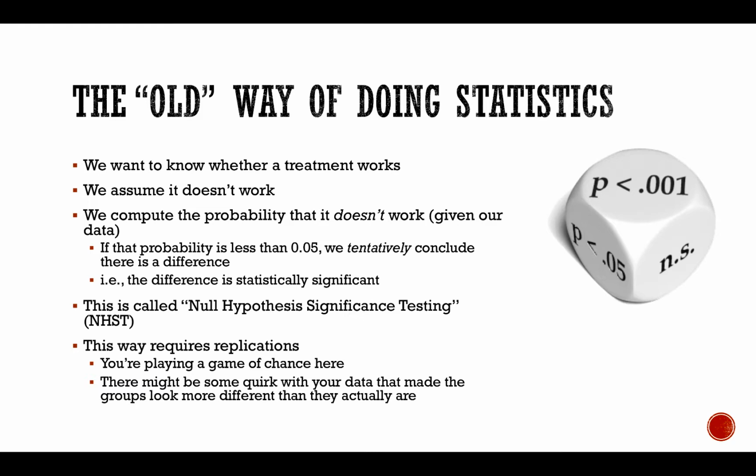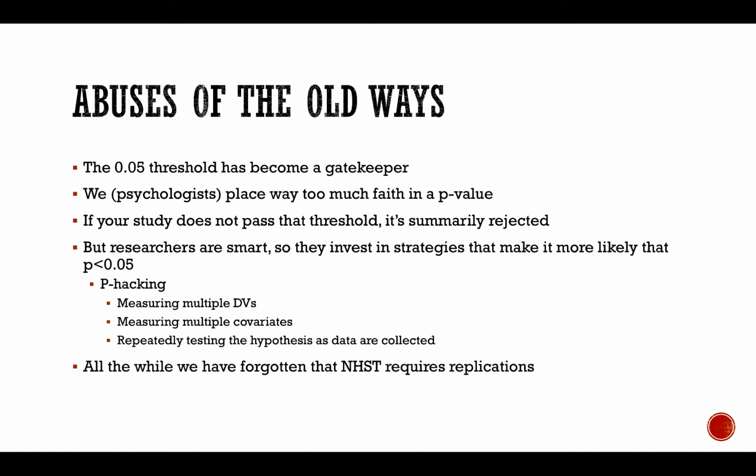And this way must 100% have replication, because you're playing a game of chance here. You're computing probabilities. And there might be some quirk with your data, as there always is, that made the groups look more different than they actually are, or maybe look less different than they actually are. And so, unfortunately, the old way of doing things is easily abused.